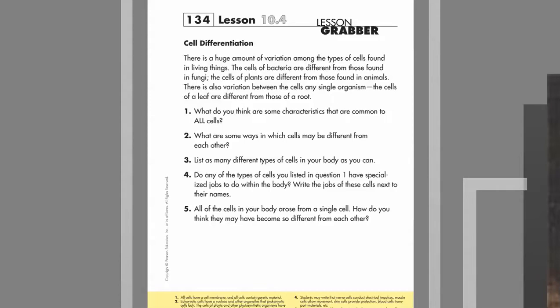So let's go through this introduction, and I have some questions that I want you guys to think about as we go through this. We all know that there's different types of cells found in living things. We know that bacteria cells are different from that of fungi and plants, and also animals. We know that there's variation between the cells of any organism and from the cells of an organism within an organism itself. For instance, the cells of a leaf are different from those of a root.